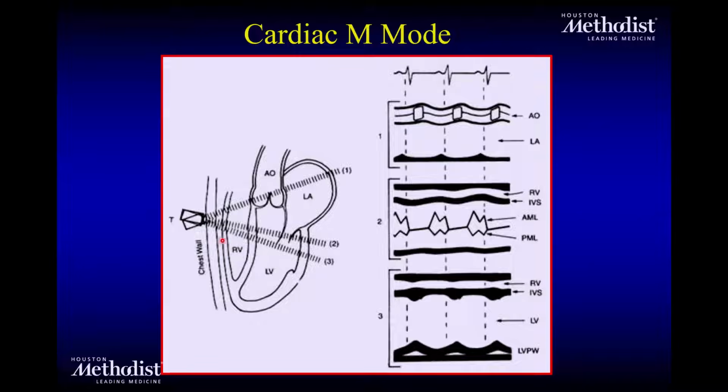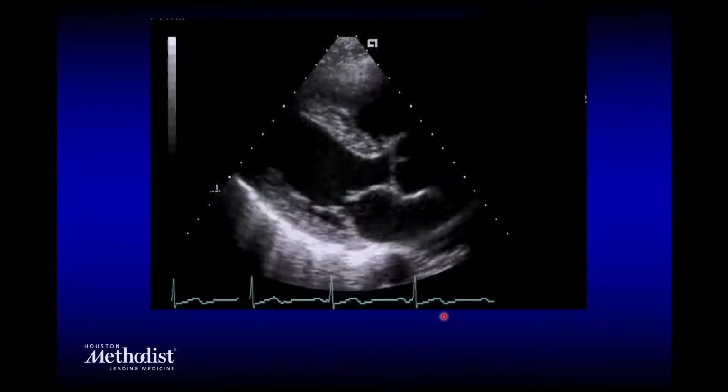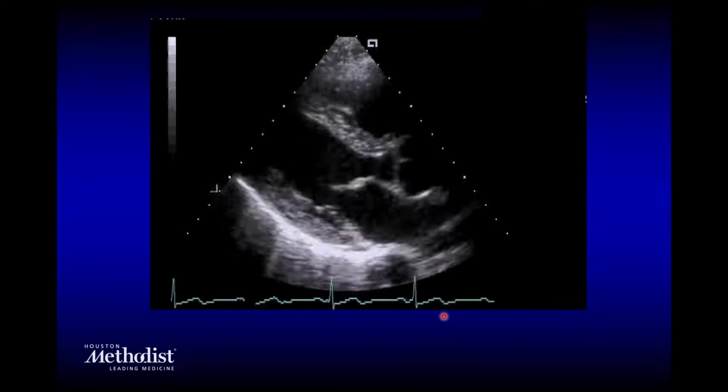And going through the ventricle itself, this is the right ventricle, septum, you can see the thickening in systole, the posterior wall, the same thing, and the various measurements from it. So this is basically an M mode determination of cardiac structure and function.